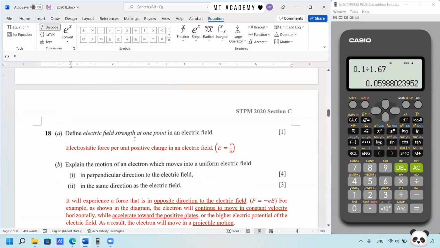Define electric field strength at one point in an electric field. So we have force equal to QE, then E is equal to F over Q. So we can define it as the electrostatic force per unit positive charge in an electric field.